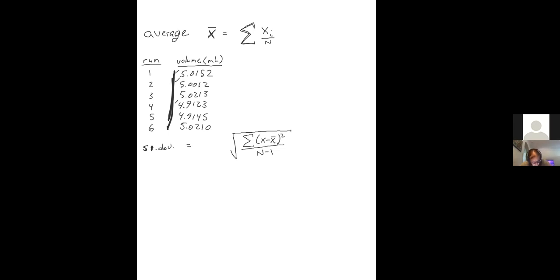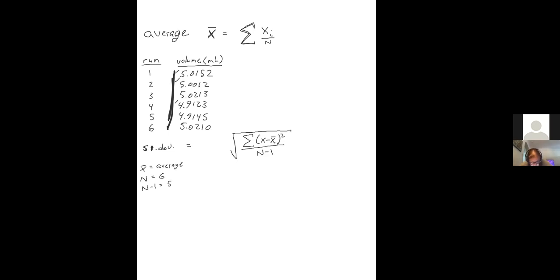And again, x bar is our average, and n is the number of measurements. So that would be 6. But it's n minus 1, we subtract 1, and that gives us 5. Now, what's challenging about doing this by hand with your calculator is that you have to do it for each value of x minus the average and then square it, do it for all of them, and then add them up. That's the tricky part.